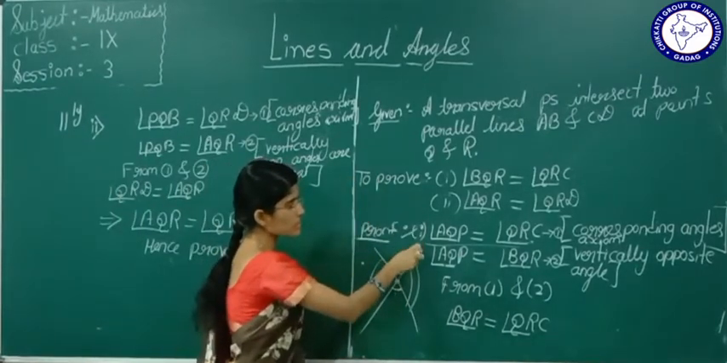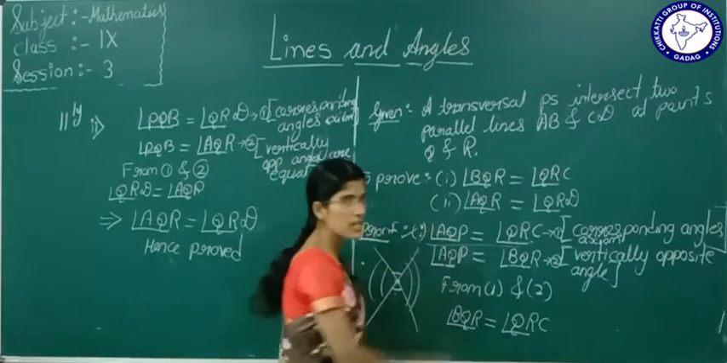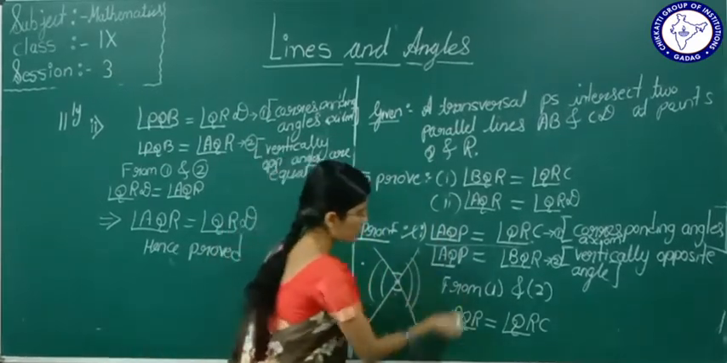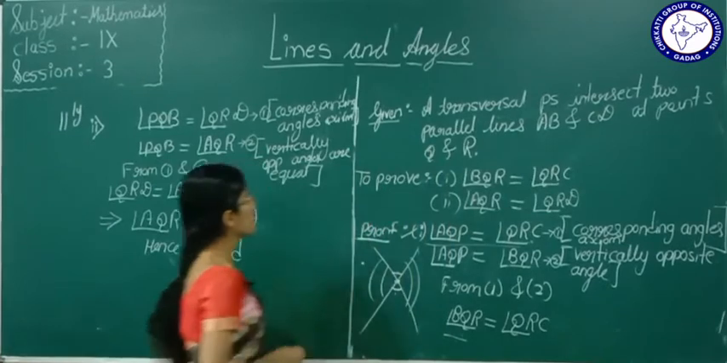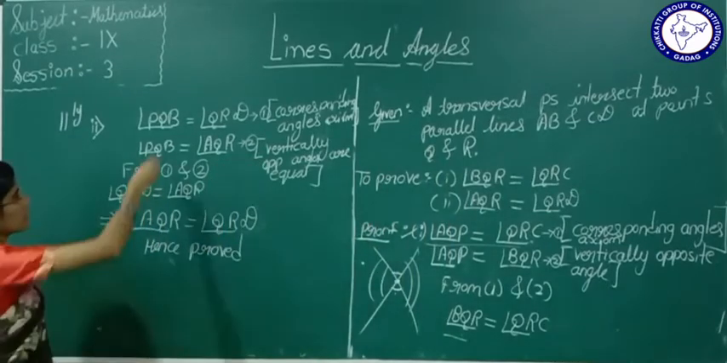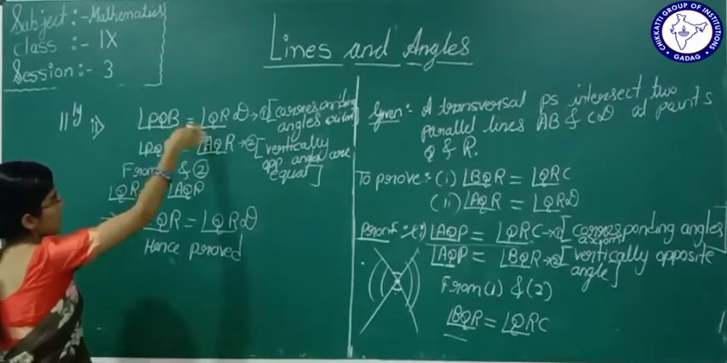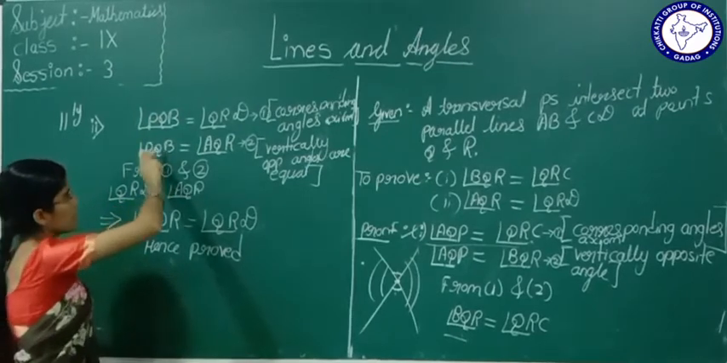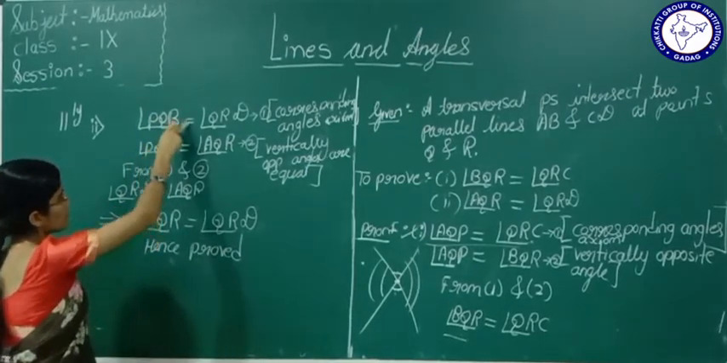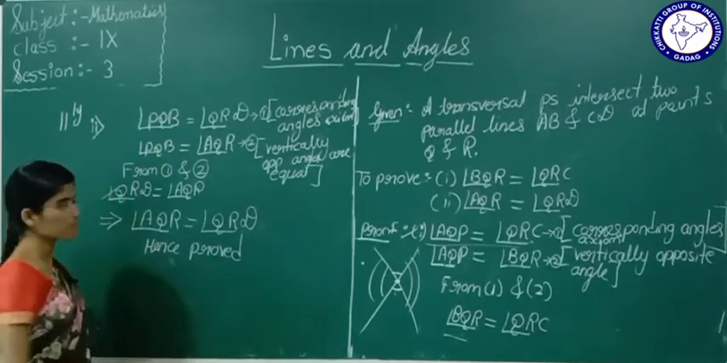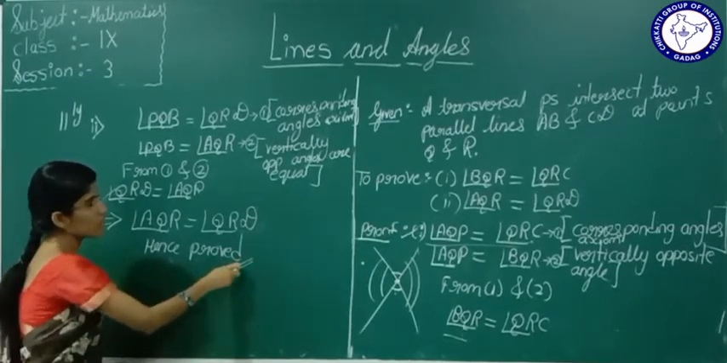How have we written this? Here vertically opposite angles are equal. We knew that. From 1 and 2 we have proved the first one. Similarly, by corresponding angle axiom we have written this. Here vertically opposite angles are equal. From 1 and 2 we got this statement, hence proved.